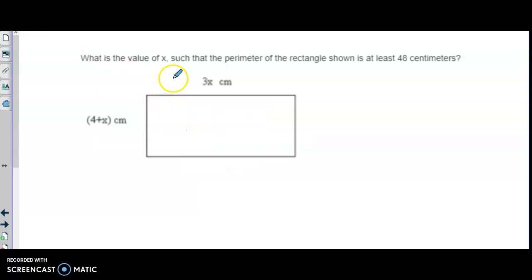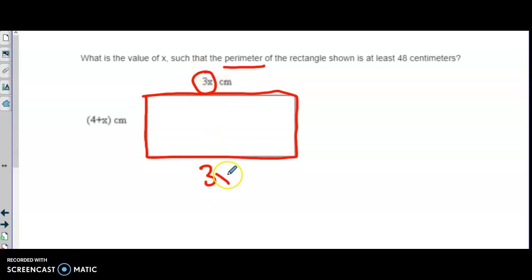What is the value of x such that the perimeter of the rectangle shown is at least 48 centimeters? Okay, perimeter. That is when you add up all the sides. We're not finding the area, so we're not multiplying. For perimeter, we're just adding all the sides. And in a rectangle, the opposite sides are equal. So if this side is 3x, I know this side is also 3x. And if this side is 4 plus x, I know this side has to be 4 plus x.